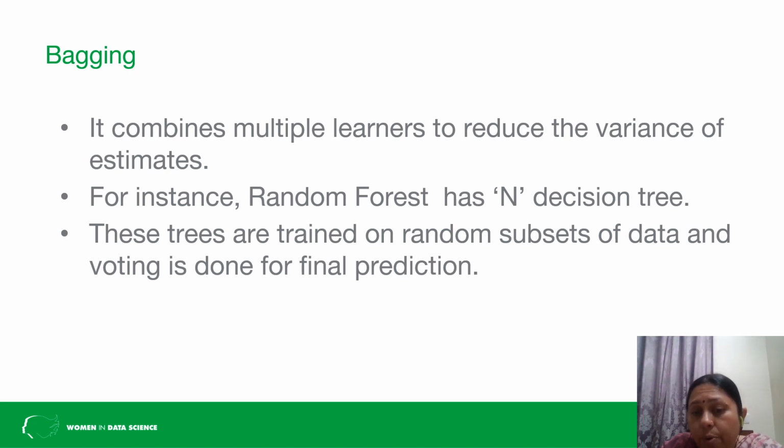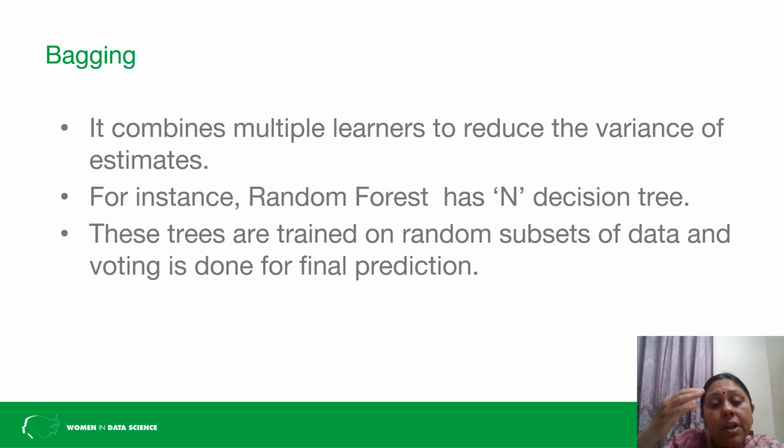Bagging, as I told you, combines multiple learners so that we can reduce the variance of estimates. For example, random forest. It's a type of decision tree where instead of one decision tree, we are building n decision trees. And these decision trees are built on subsets that are randomly created from our data set. So the trees are trained on the random subsets of data and the voting is done for the final prediction.